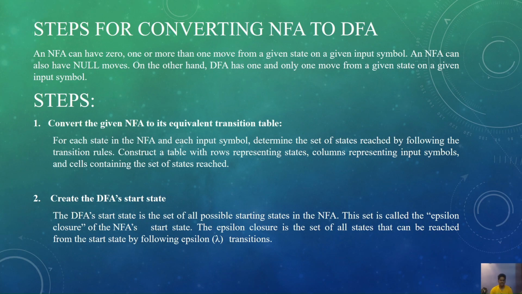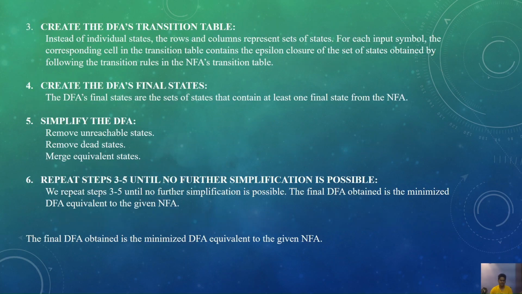The DFA start state is a set of all possible starting states in the NFA. This set is called the epsilon closure of the NFA start state. The epsilon closure is a set of all states that can be reached from the start state by following epsilon transitions. Step 3. We create the DFA transition table.